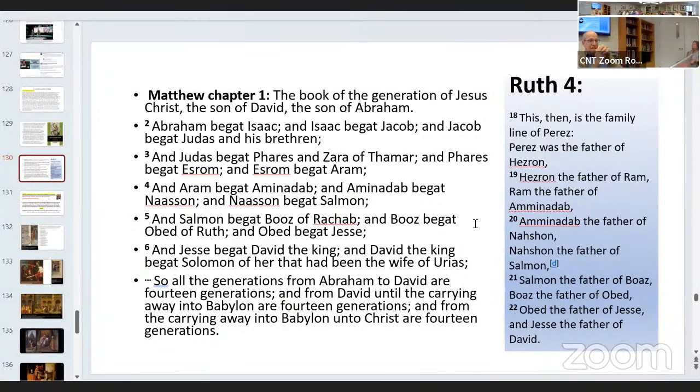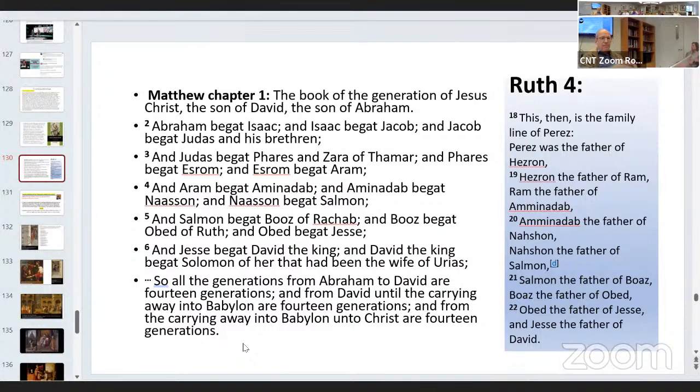Right, it's like how much could they disregard the biblical story? But okay, so at least they have Ruth. And then a few verses later, it says, so all the generations from Abraham to David are 14 generations, and from David until the carrying away into the Babylonian exile are 14 generations. From the carrying away into Babylon unto Christ are 14 generations. So they're like 28 generations between that and getting to Jesus. So it's very interesting. David is like a central focal point of where it all starts from.